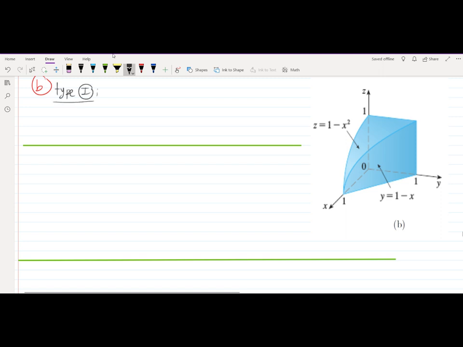it's a projection on the xy plane. So the integration of f dv will be a double integral over a certain region D, and the integration of f of x, y, and z dz dA. And now we have to get the limits for the z parameter.